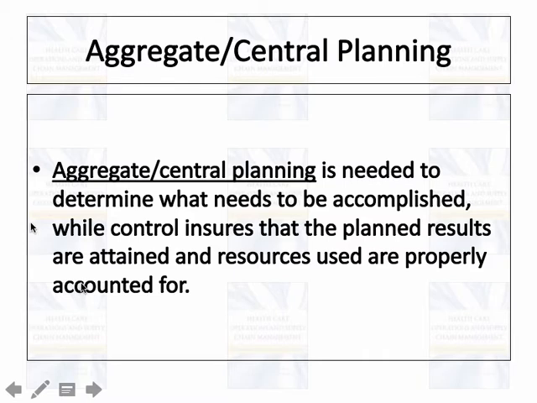In an organization, given the resources, all the tasks, and all the plans, whether they are accomplished or not, planning is needed to determine what needs to be accomplished, while control ensures that planned results are attained and resources are used properly. So basically, this is aggregate planning.